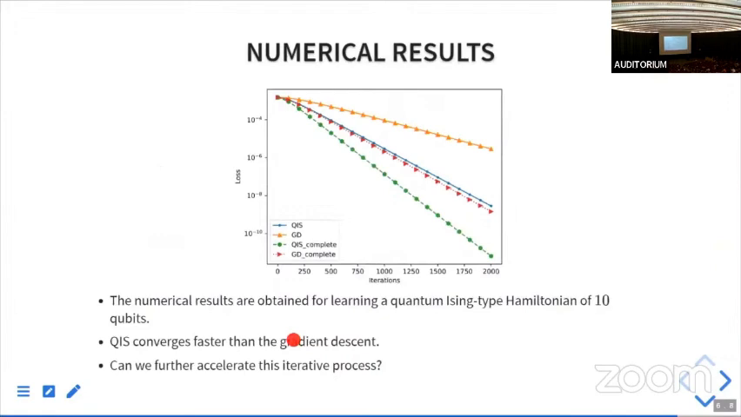So these are some numerical results. Comparing QIS and GD, you can see that QIS is indeed faster than GD. And if you run these algorithms, even for a system of 10 qubits using brute force exponential-size matrix computation, it's very slow. You need to run thousands of iterations to converge to, for example, 10 to the minus 8. So the question is, can you accelerate this iterative process?